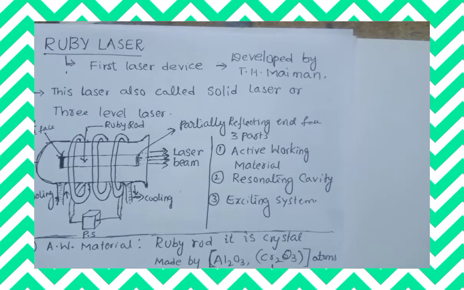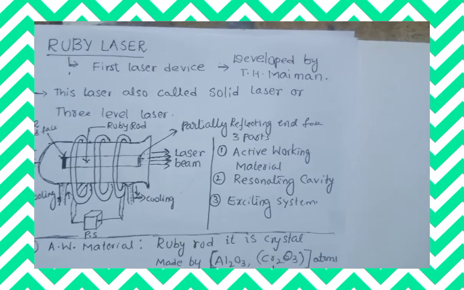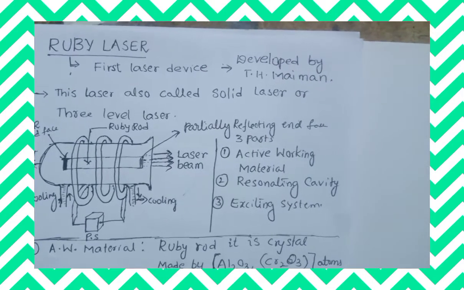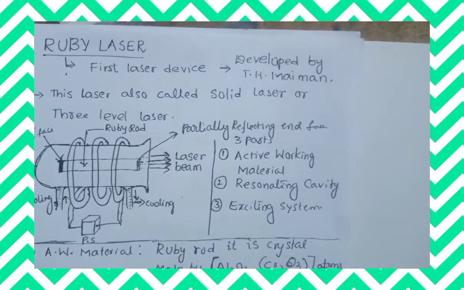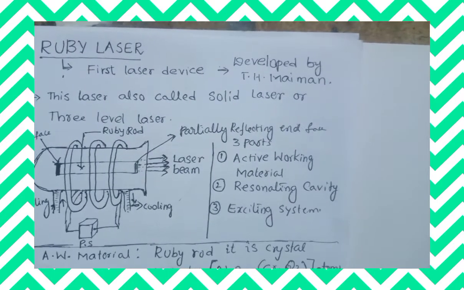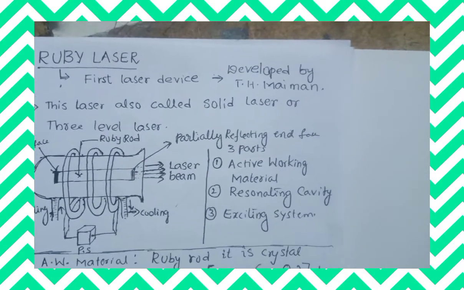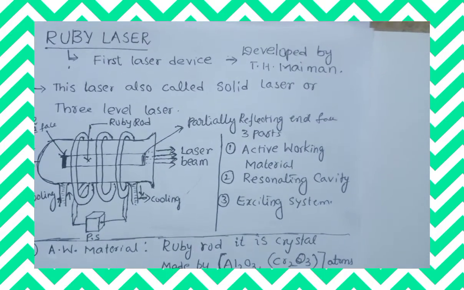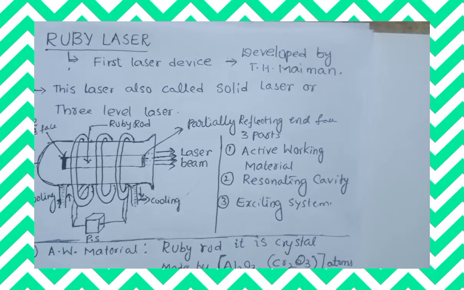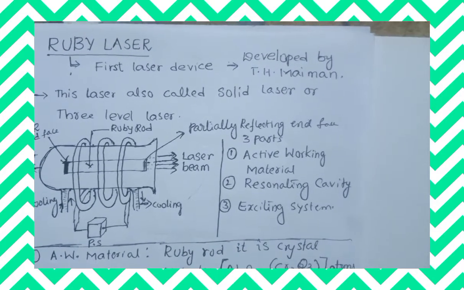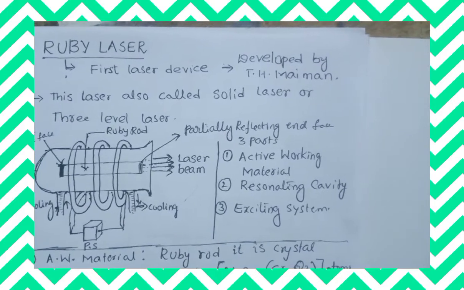Hi dear students, today I am going to discuss about Ruby laser. It is a very important question for semester examination. It is in second semester wave optics, fifth unit, lasers and holography. This question will be asked in the semester examination in such a way: what is Ruby laser and explain its construction and working.